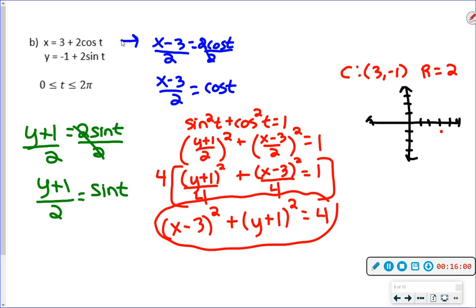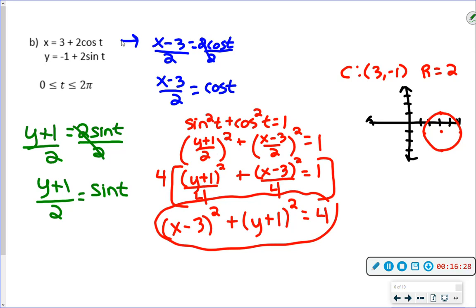Up 2, down 2, good enough. Okay, now we need to mark the path we would be traveling. But which direction, clockwise or counterclockwise? We're 50-50.